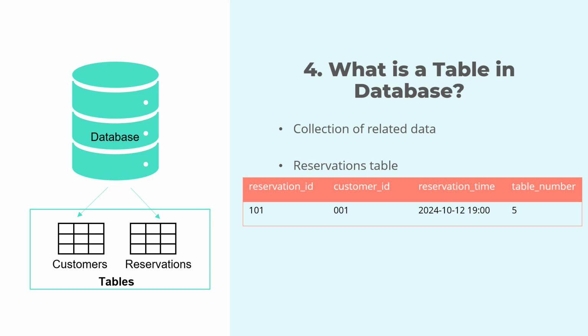In summary, a table helps organize data efficiently, allowing us to link related data like customers and reservations, making it easy to manage the Vegan Gardens reservation system.